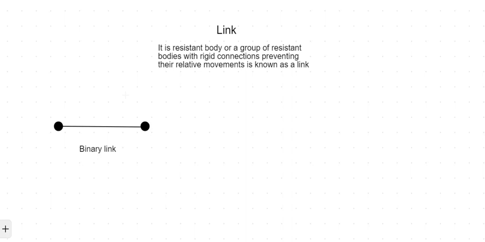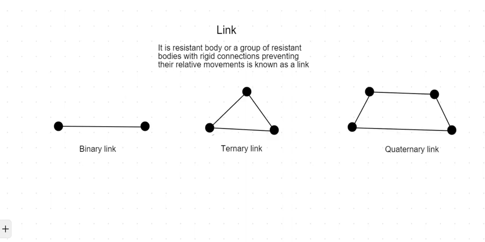I'll just quickly say about the other types of links. So these are the other types of basic links present. This is a ternary link. It has three links joined to each other, and it forms a rigid connection, meaning that these links cannot move relative to each other.